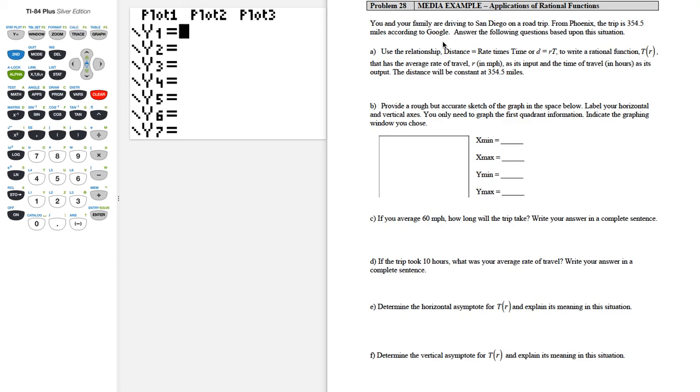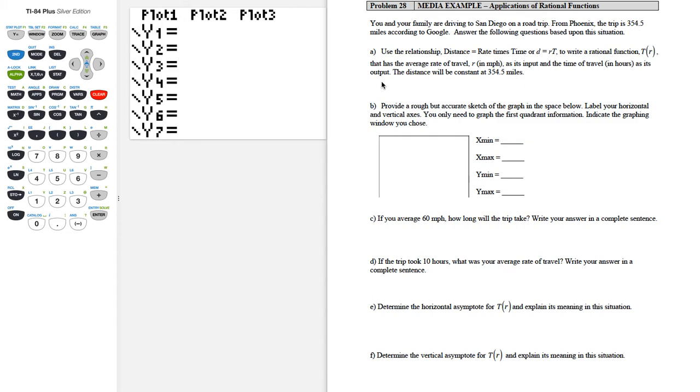In this application problem, applications of rational functions, we're told that you and your family are driving to San Diego on a road trip. From Phoenix, the trip is 354.5 miles according to Google. Answer the following questions based upon this situation. Use the relationship distance equals rate times time to write a rational function T of r that has the average rate of travel r as its input and the time of travel in hours as its output. The distance will be constant at 354.5 miles.